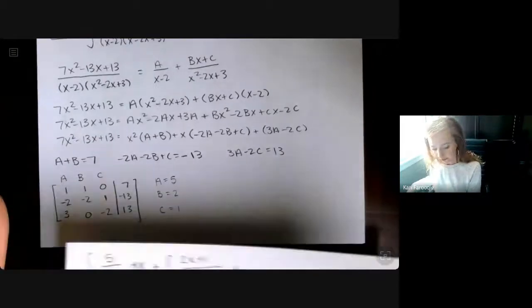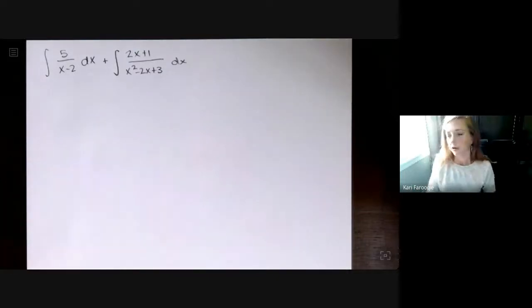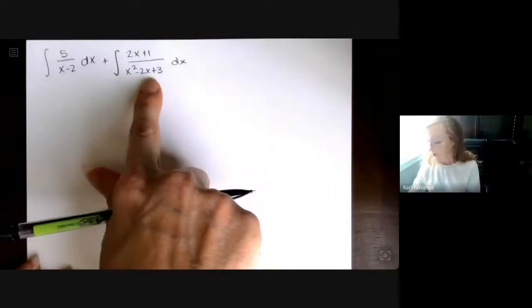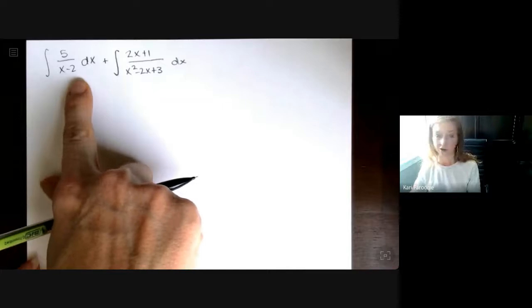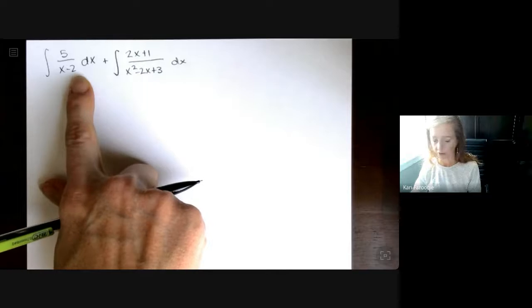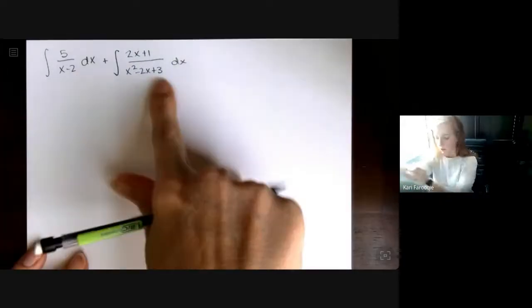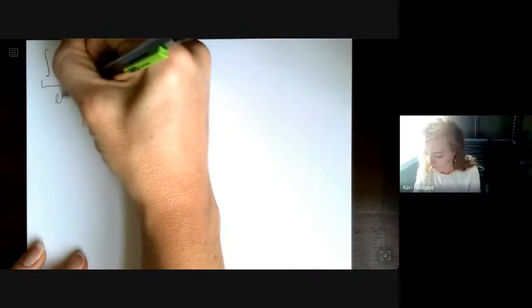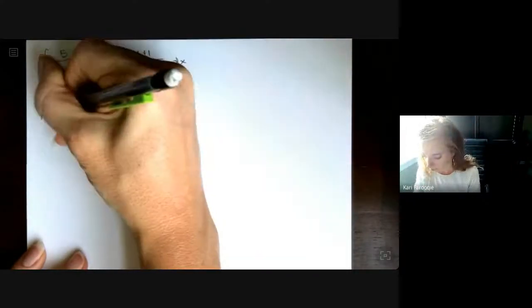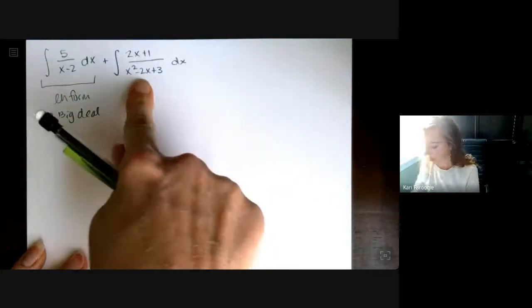Okay, now, there's that. If this is bugging you, you can always test it out. I'm not worried about this integral. This is a natural log, no big deal. 5 times the integral of 1 over x minus 2 dx, natural log. I'm mostly worried about this one. So this one is your log form, no big deal. This one I'm worried about.